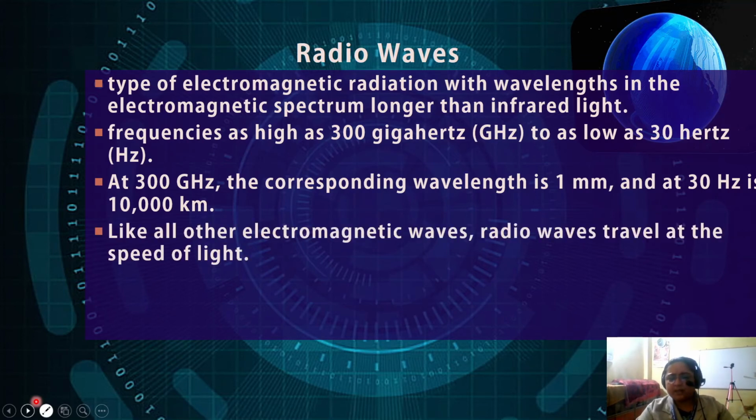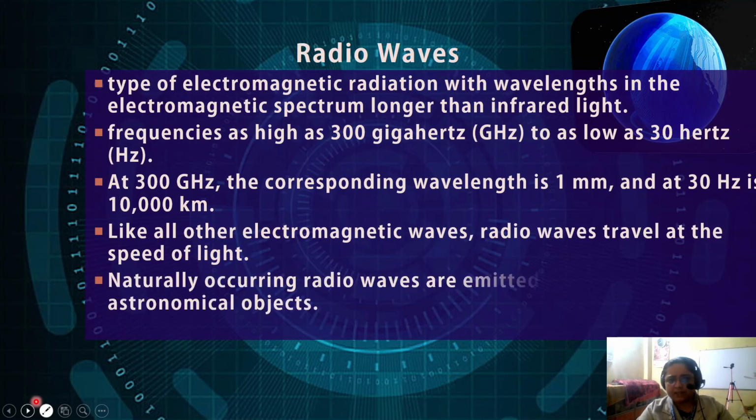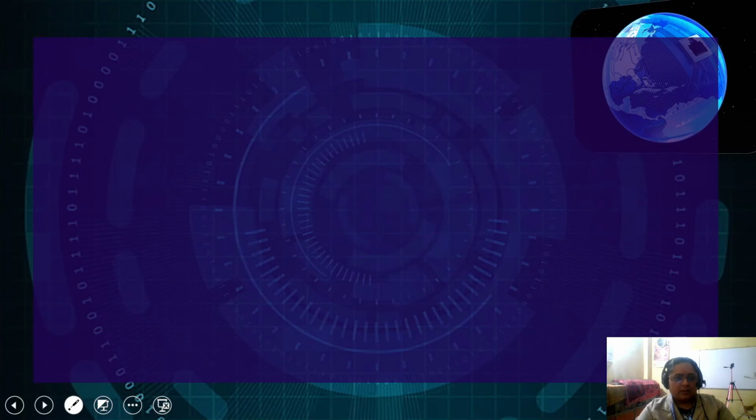Like all other electromagnetic waves, radio waves travel at the speed of light. Naturally occurring radio waves are emitted by lightning and astronomical objects. As I already told you, there are certain stars which after death become rapidly spinning neutron stars. They emit radio waves which reach our earth, and they also emit high energy radiation which also reaches the earth. Normally we are able to communicate with our space probes with the help of radio waves.